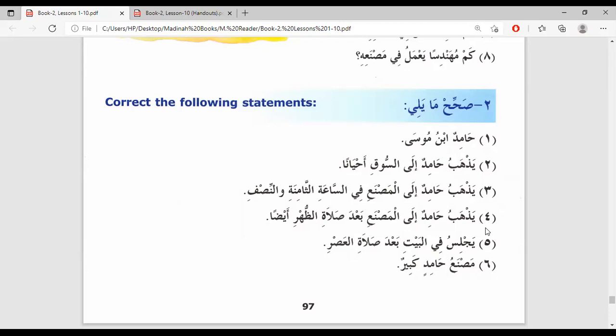So this is correct or incorrect? No, I think after Zuhr he doesn't go. Incorrect, because it was في الساعة التاسعة والنصف. The third is correct, sir. يذهب حامد إلى المصنع في الساعة الثامنة والنصف. He goes to the factory at 8:30. Does he go to the factory at 8:30? No.